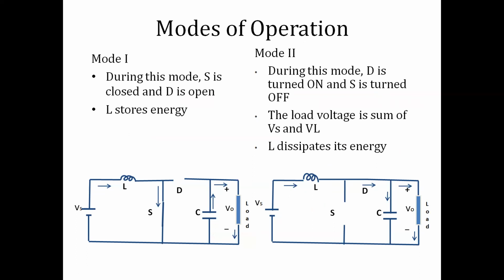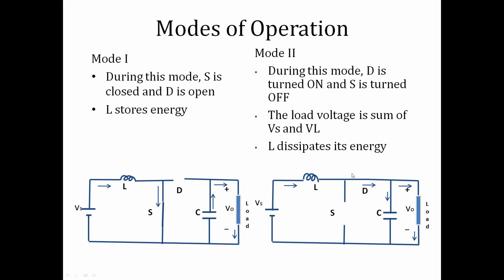The modes of operation. In mode 1, the switch S is in the closed condition and the diode is in the open condition. During this mode, the current flows from the source Vs through L and back to the source. The inductance stores energy in it. At the same time, the capacitor dissipates its energy to the load.